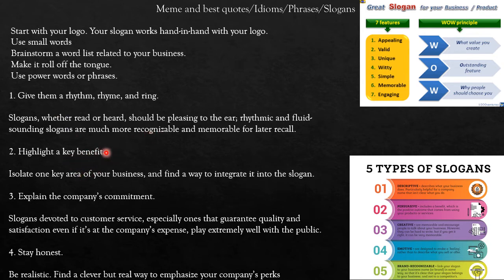It should highlight a key benefit and isolate one key area of your business. So the slogan must be, of course, related with your particular area and commitment. It should provide a proper guarantee of satisfaction, and it should be realistic. So the slogans can be either descriptive, persuasive, creative, emotive, or recognizable. It depends upon your data.